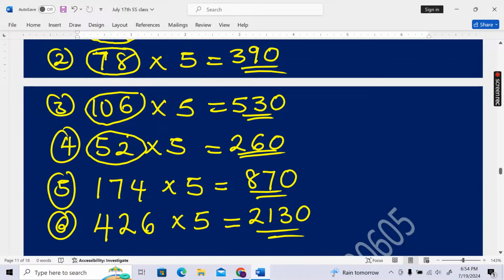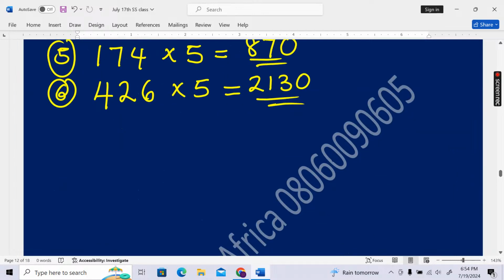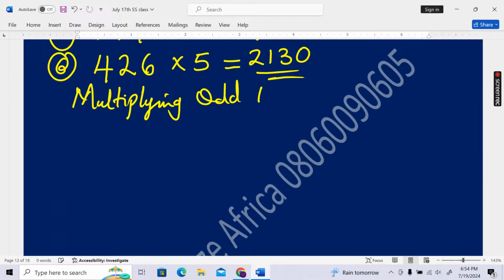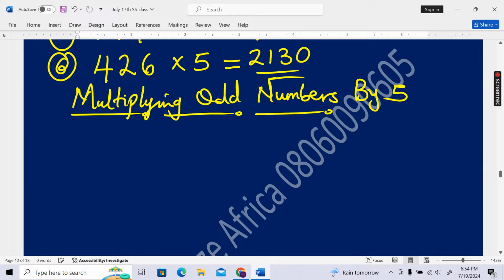Okay, so let's move on to multiplying odd numbers by 5.